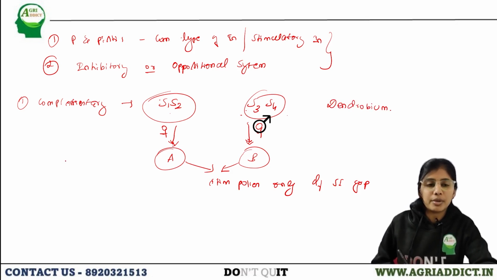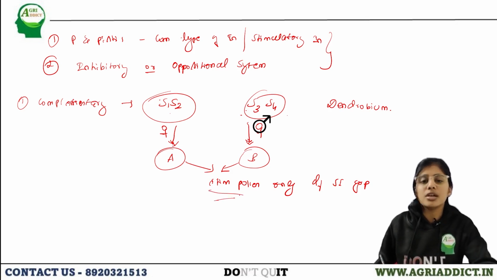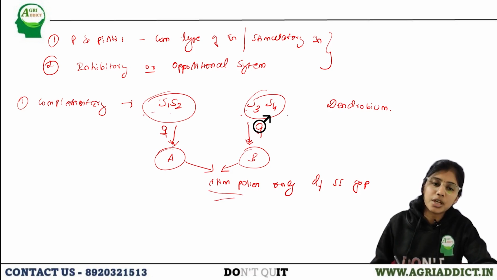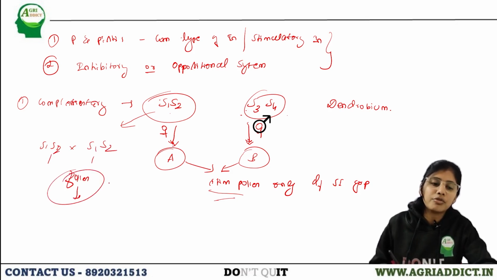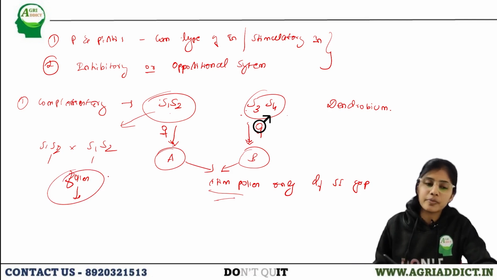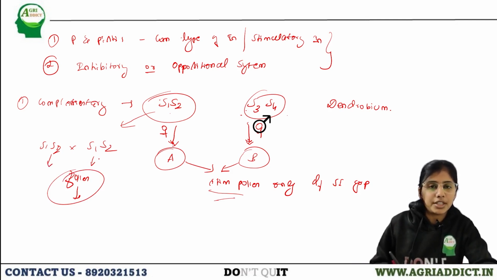So this is a complementary mechanism of self-incompatibility. That is, there is some kind of stimulatory substance to stimulate pollen germination upon fertilization if they belong to different self-incompatibility groups. If they belong to the same self-incompatibility group, let us say S1, S2 is fertilizing S1, S2, there is no substance, no stimulation for the pollen to germinate and effect the fertilization. So the pollen will remain as it is. It might get dried and it will lose its fertility.